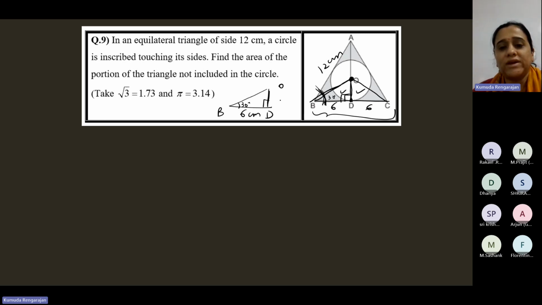Now what do you want to find? You want to find OD because OD is the radius of the circle. O is the center and D is the point on the circumference. OD is the radius. Easy. So you have to connect what? 30 degrees, OD and BD. Yes, what's the ratio?